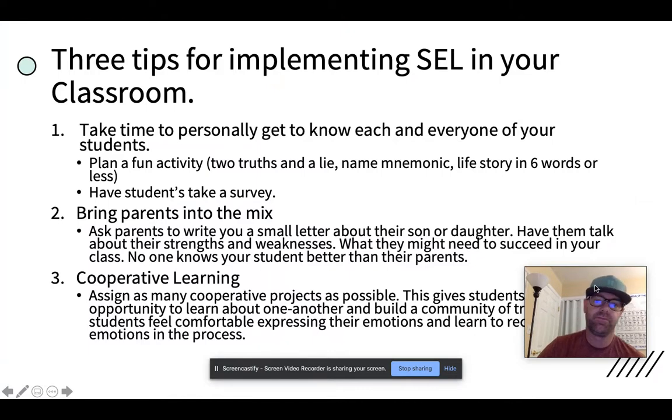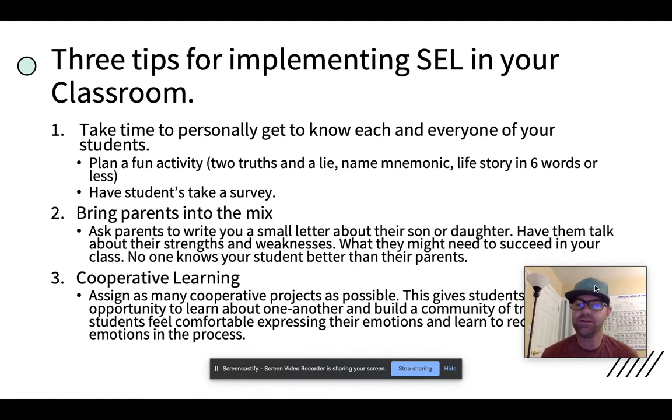So, three tips for implementing SEL in your classroom today, things that you can do to get started. Right away, take time to personally get to know each and every one of your students. And this can start from day one. I like to do a lot of fun activities, and some that I'm sure you might have heard about in the past is two truths and a lie, right? Where students come up with two truths about themselves and one lie, and they share it with the class, and the class has to try to figure out which of the three is a lie, right? And at the same time, they're sharing two truths that are typically pretty exciting about their lives.